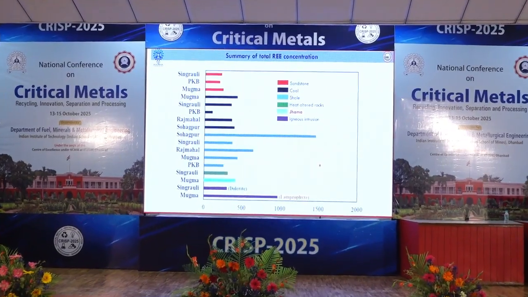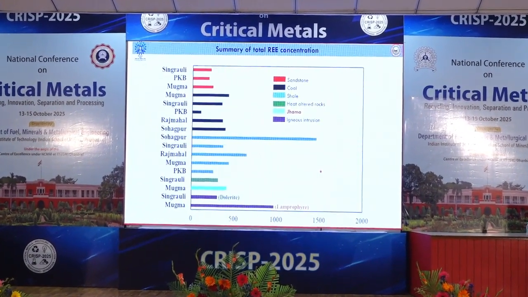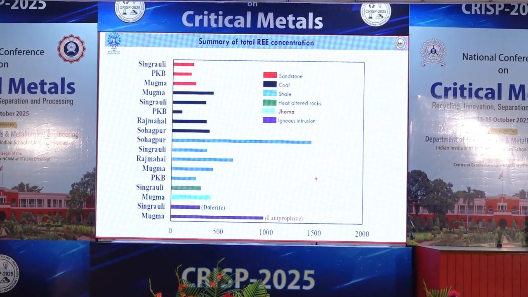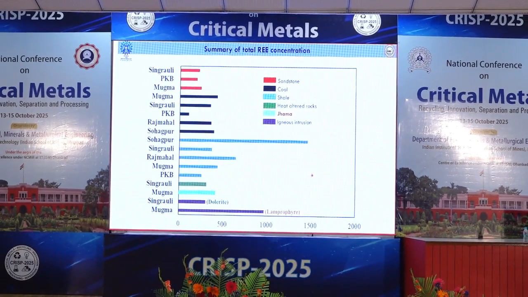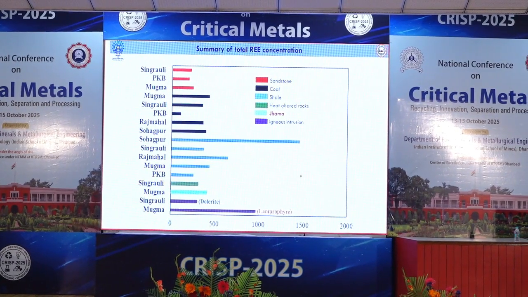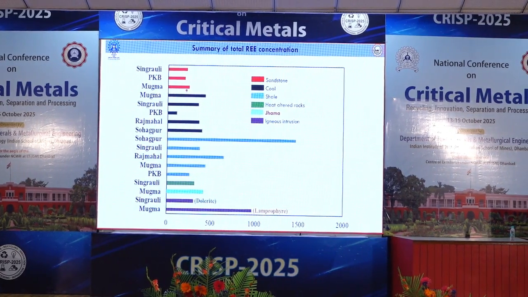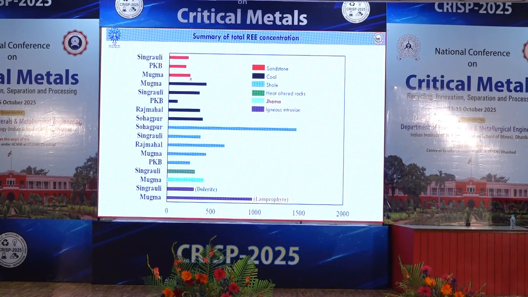Okay, quickly I'll go through what the scenario is with the different coal and coal products of India. The red lines are sandstone. In sandstone, the rare earth content is not that encouraging. And these black ones are coal. Obviously, it varies with the geological conditions of formation.